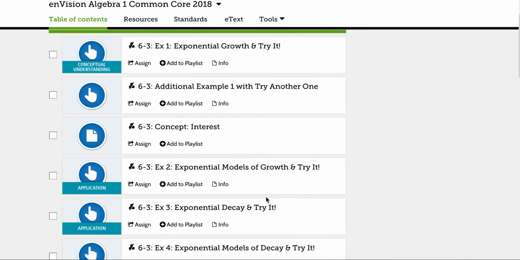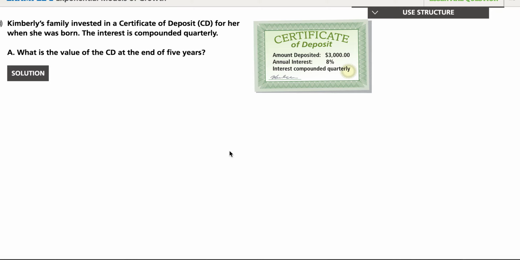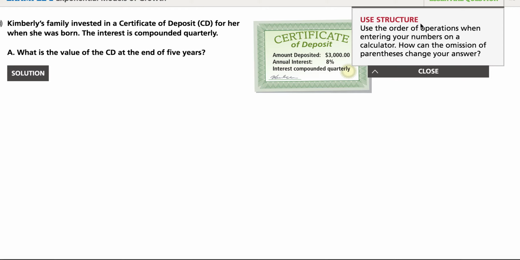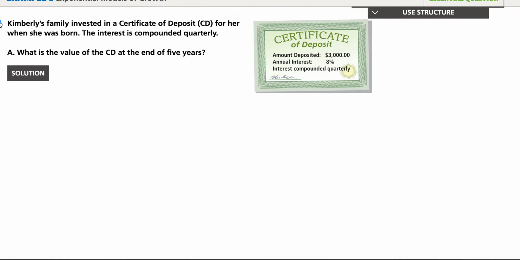Let's try a few more problems on exponential models of growth. Using the structure of the exponential growth model, use the order of operations when entering your numbers on the calculator. How can the omission of parentheses change your answer? You really have to pay attention and be careful with this. Now, let's see. Kimberly's family invested in a certificate of deposit for her when she was born. The interest is compounded quarterly. Part A. What is the value of the CD at the end of 5 years?